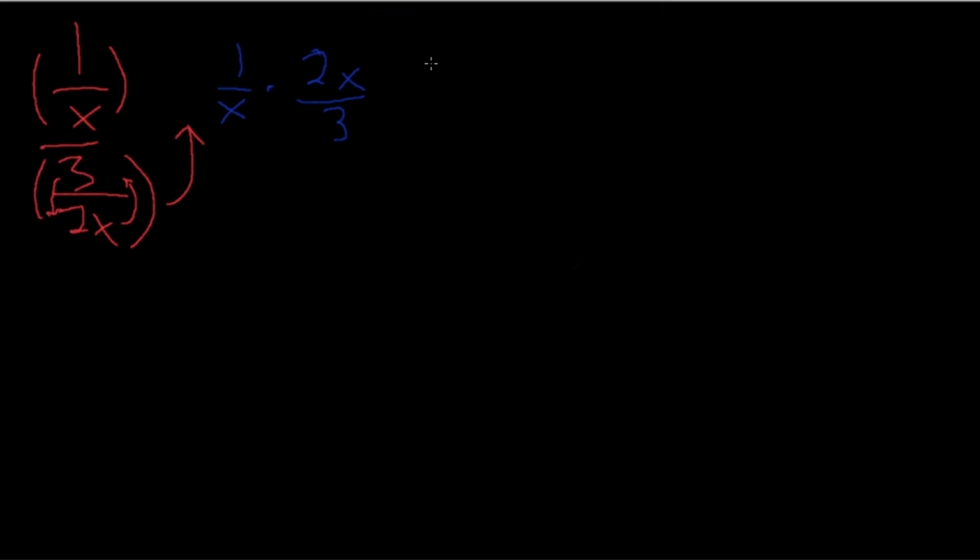So what we're left with is 1 times 2x, which is 2x, over 3 times x, which is 3x. Now, if you notice, we have an x on the top and the bottom. That means we can simplify by canceling those 2 out and replacing with a 1. 1 and 1. And then 2 times 1 and 3 times 1 is just 2 and 3. So left with 2 over 3. So that's pretty simple. 1 over x divided by 3 over 2x is the same as 2/3. Pretty simple.